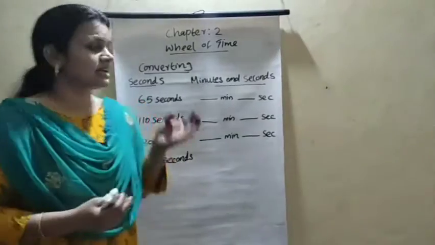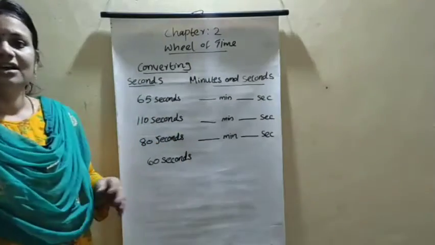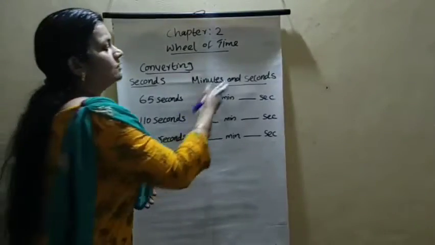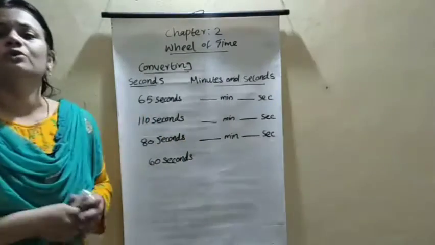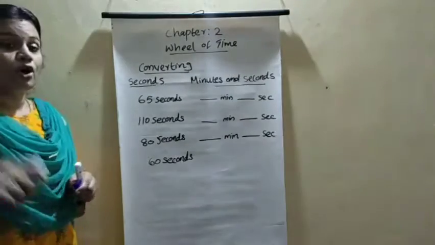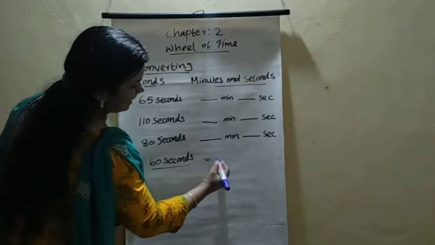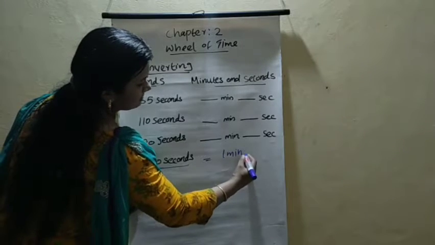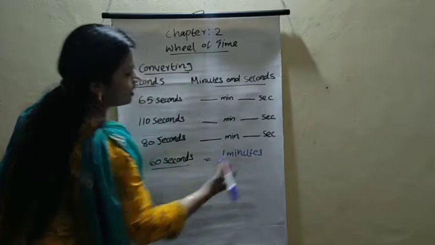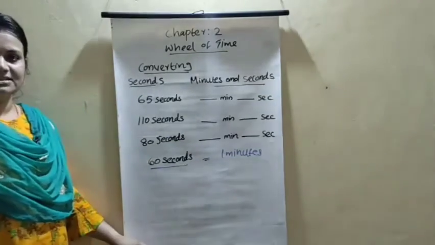How to convert seconds into minutes and seconds. Then also, how to convert minutes and seconds into seconds. Okay, how to convert this? We already know that 60 seconds equal to what? 1 minute. Learn this by heart. Okay, 60 seconds equal to 1 minute.